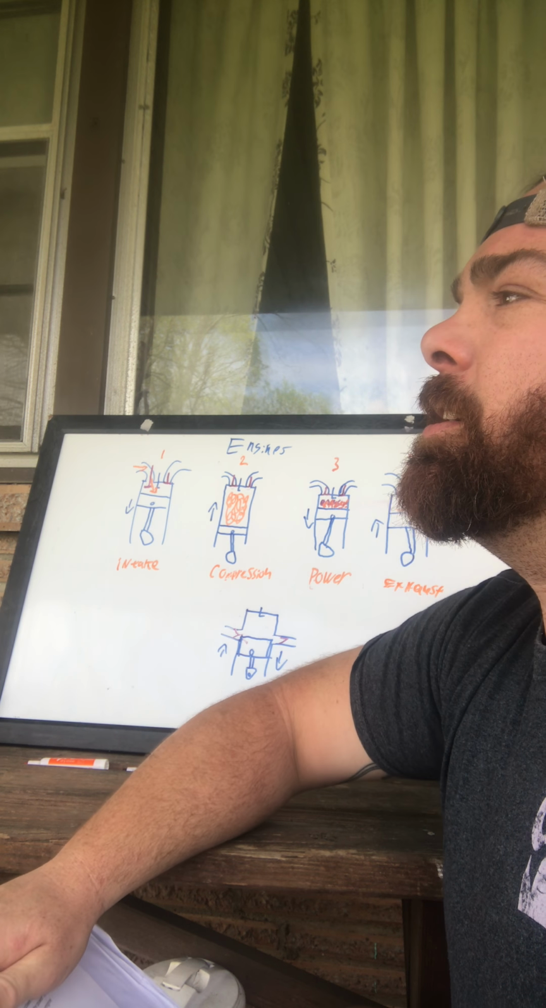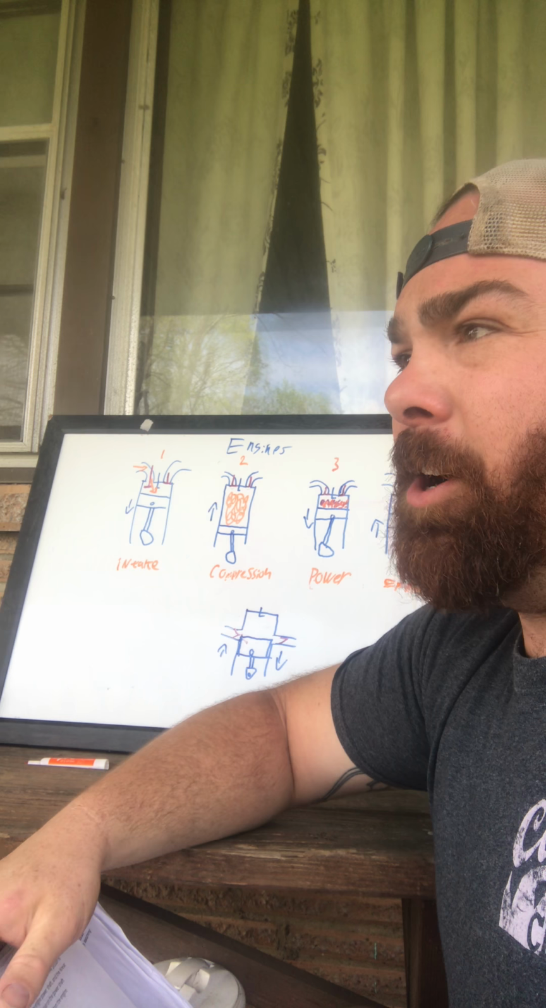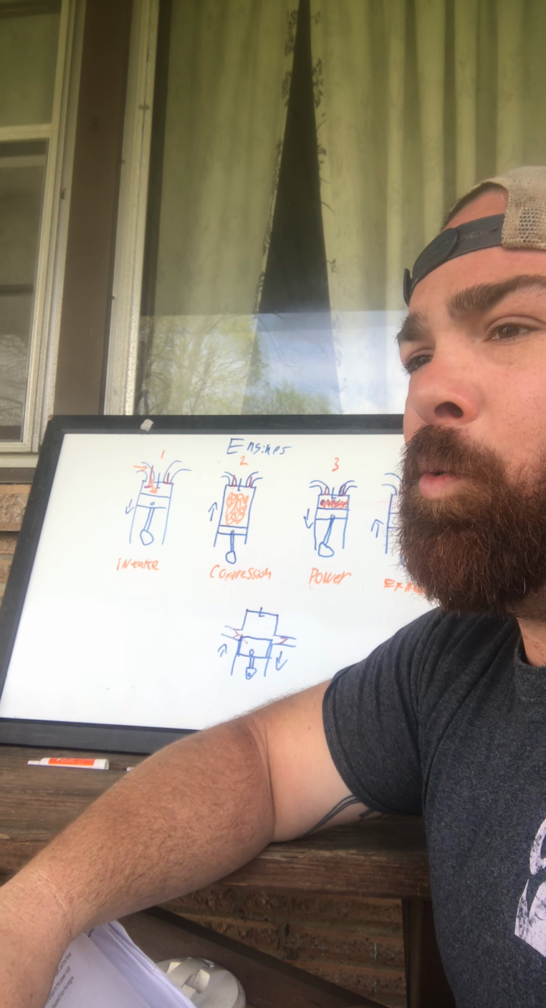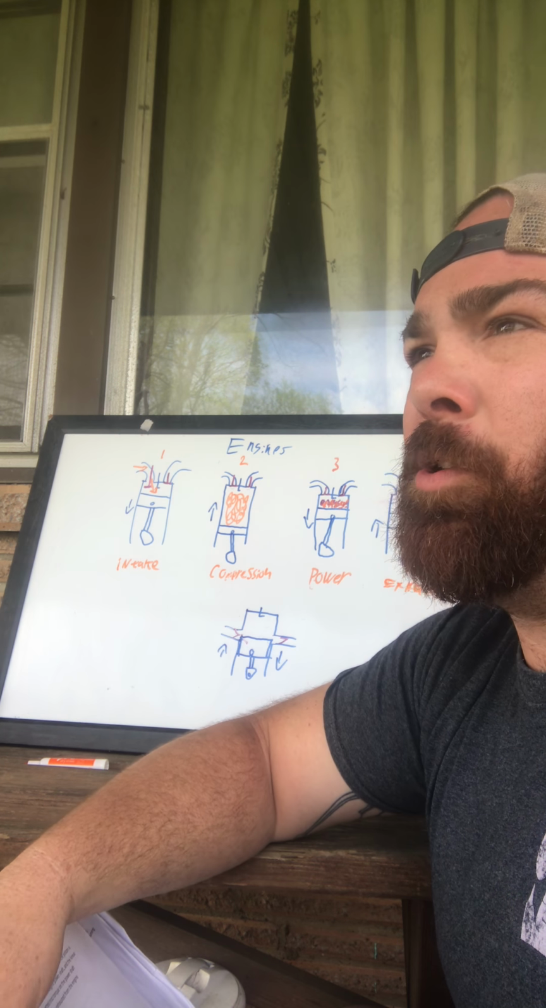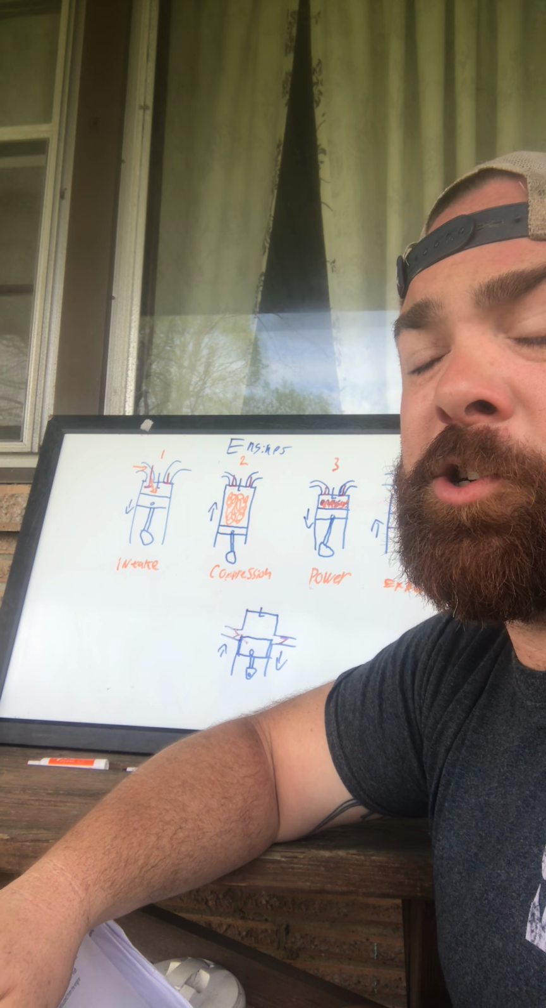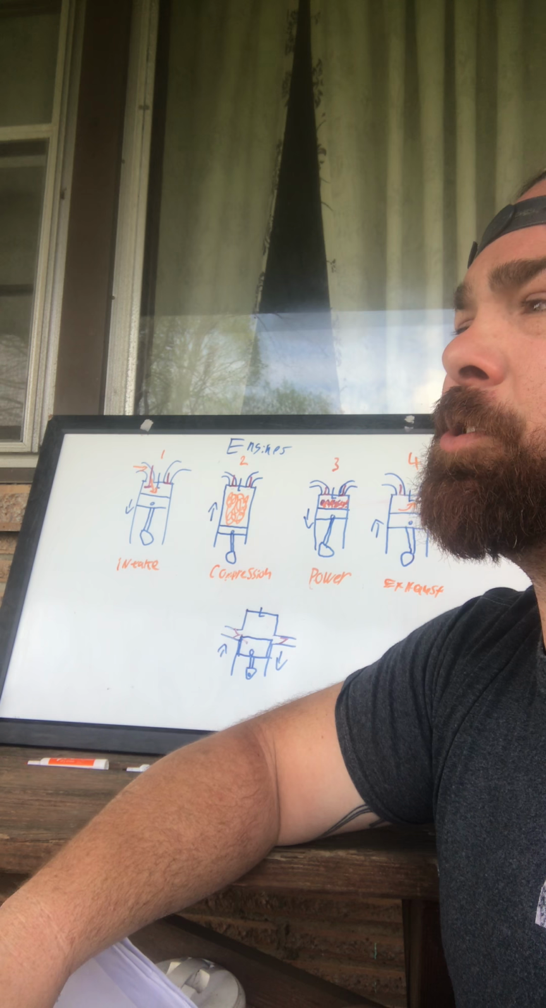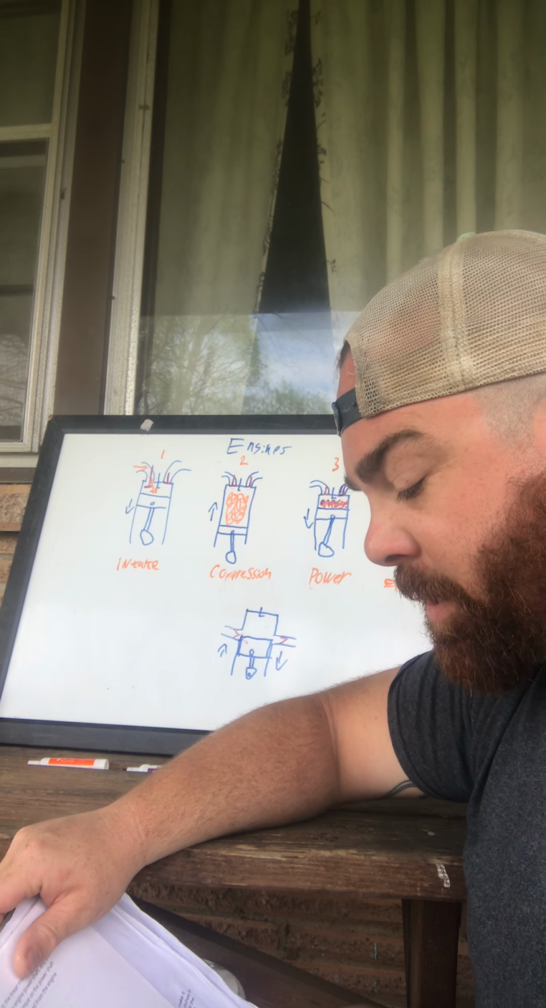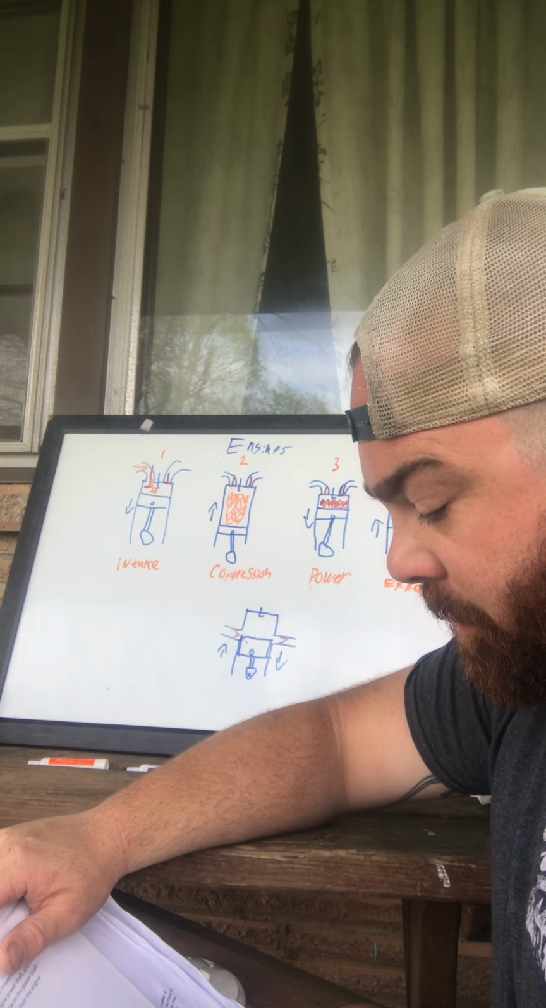Pretty much the only place we see these now is in very small engines. So weed eaters, chainsaws, lawnmowers, those are the only things that are still predominantly two-stroke. And there are four-stroke versions of those as well. But two-strokes are really going away. Like I said, they have several drawbacks, and we'll talk a little bit about some of those in a minute.